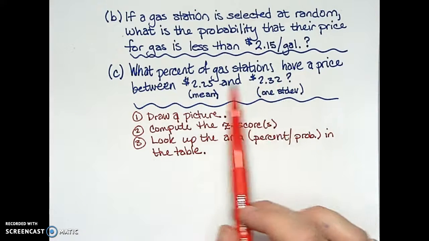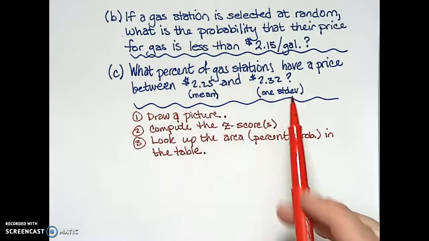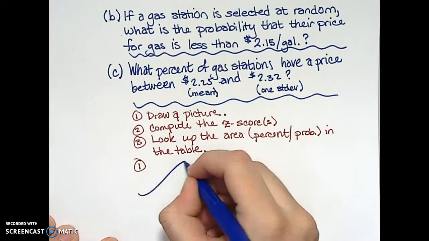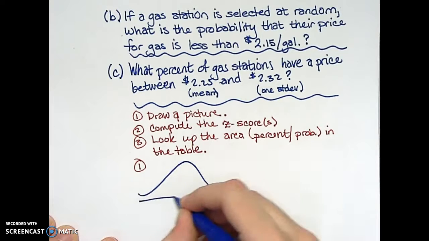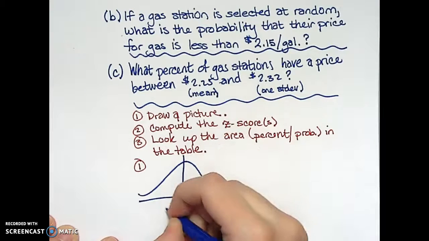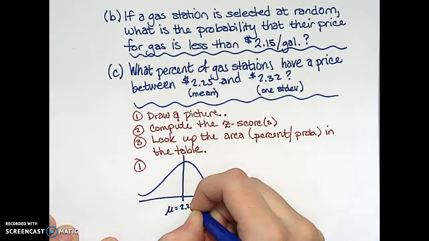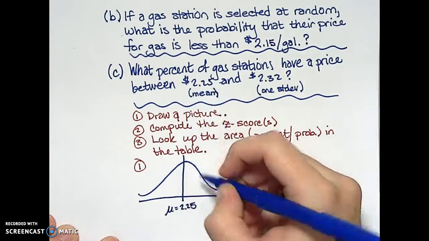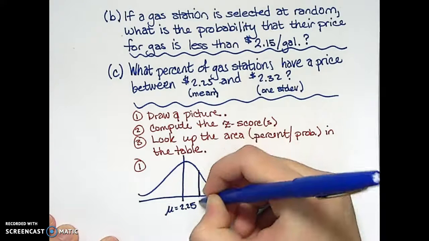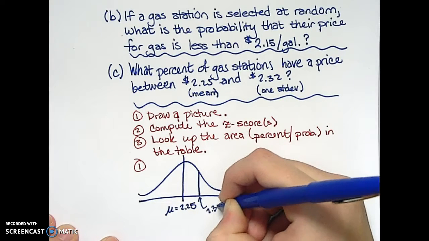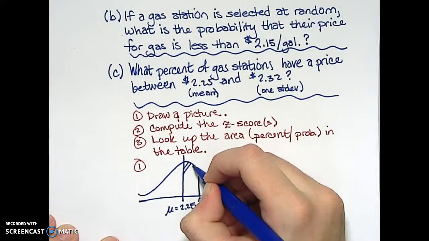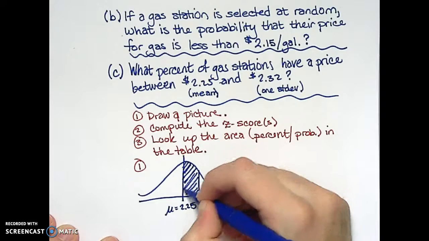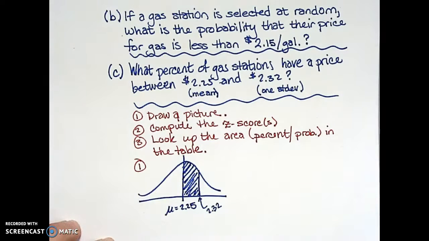What percent of gas stations have a price between $2.25 and $2.32? Step 1, let's draw our picture. Remember that we're looking at a normal curve, which looks something like this, and our average right now is 225. We want to know the percentage of gas stations with a price between 225 and 232. 232 will be right about here, so that's 232. So when we ask about what percentage of gas stations have a price between there, we're really asking what is the area beneath the curve that we have shaded in the picture.